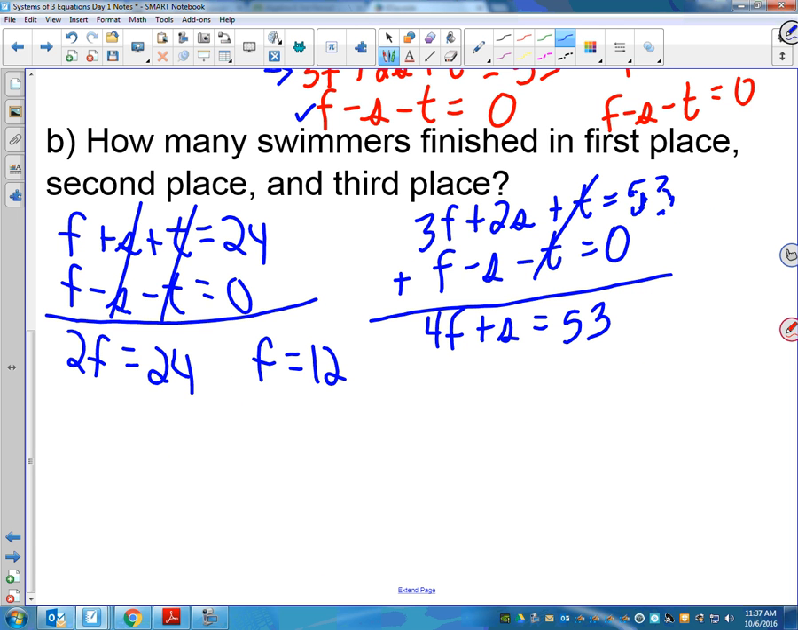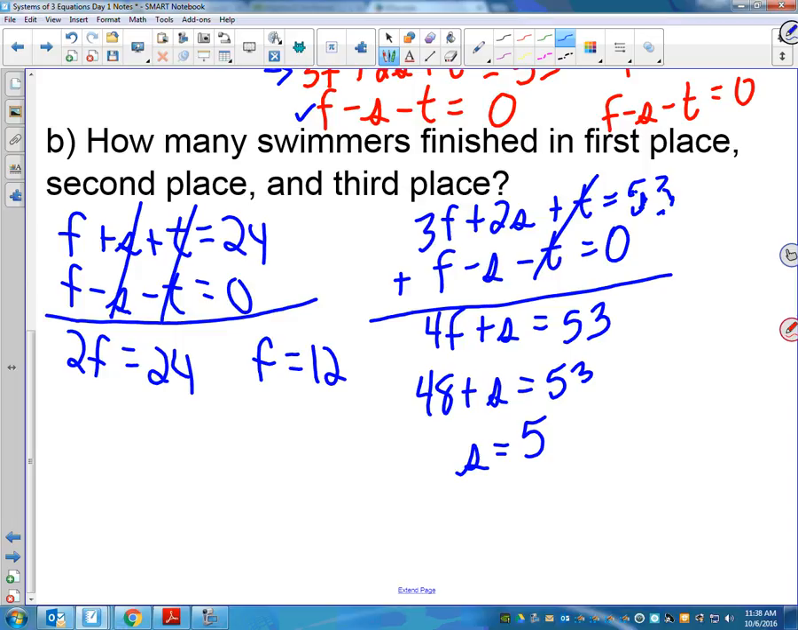So I would get 4 times 12, which is 48. 5, is that right? So I know the first place finishers are 12. I know the second place finishers, there were 5. So then I have to go back and plug into the third place.